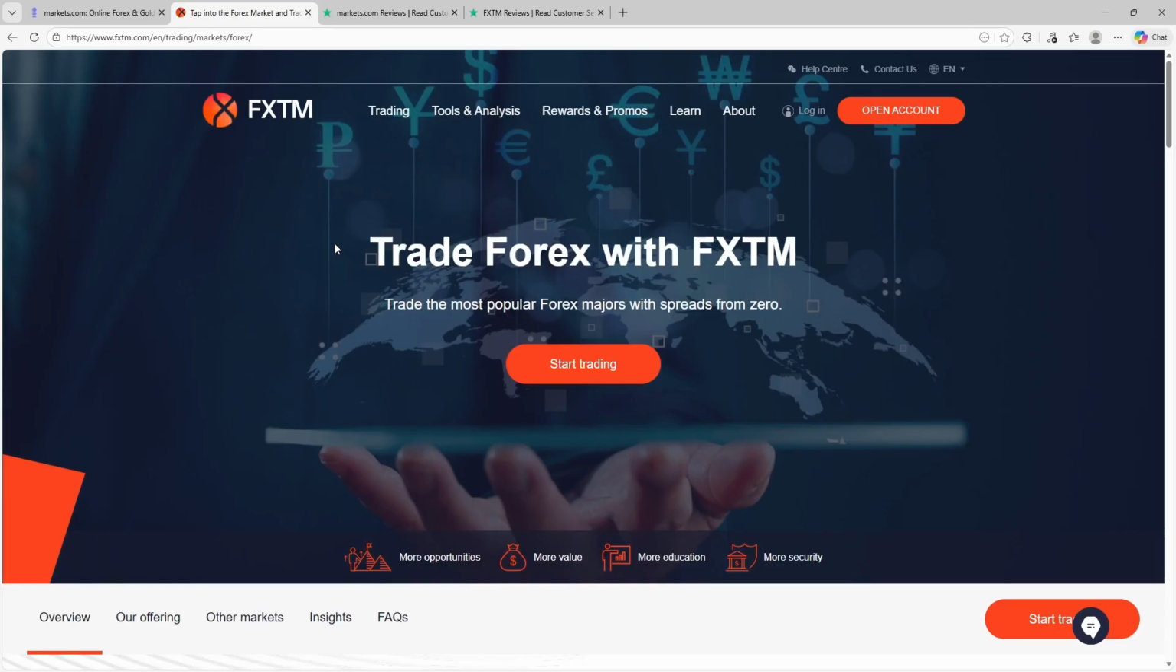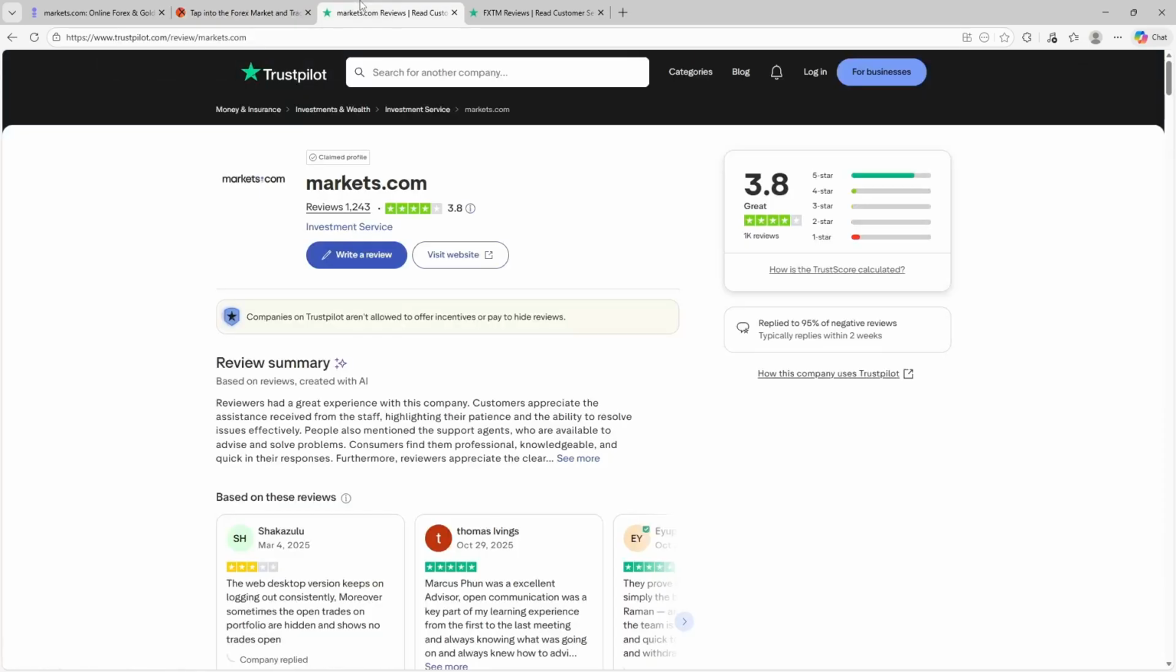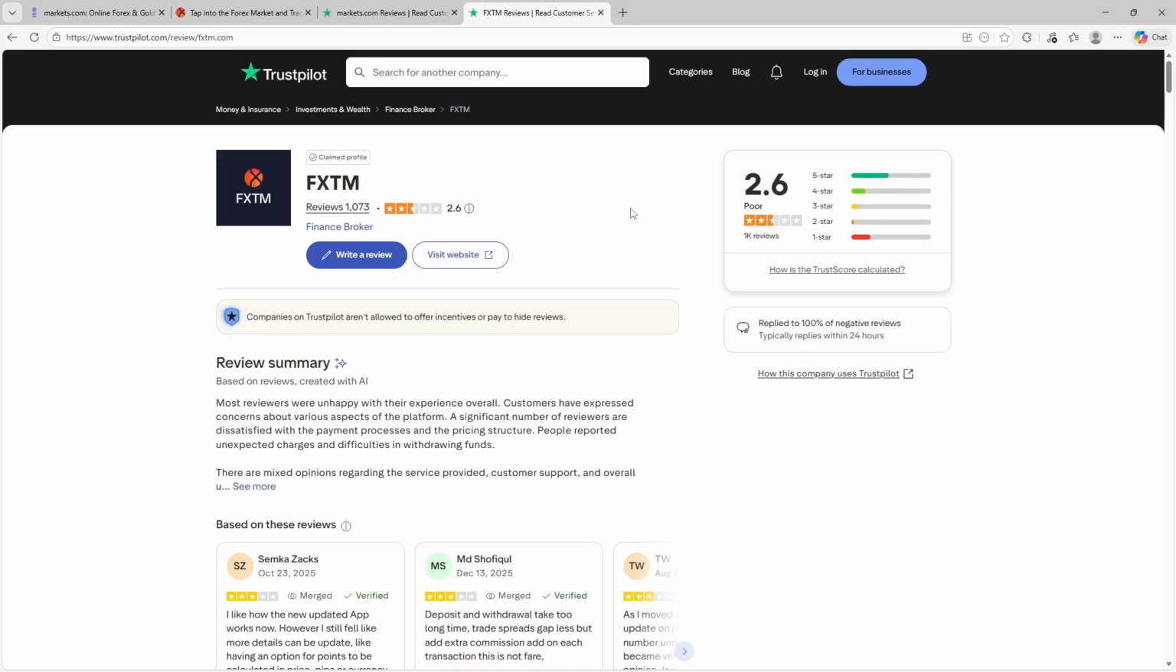In terms of public perception, Markets.com currently holds an approximate Trustpilot rating of 3.8 out of 5 based on user reviews at the time of recording, while FXTM shows an approximate Trustpilot rating of 2.6 out of 5. These ratings are based on publicly available reviews and may change over time. They reflect user sentiment rather than a guarantee of individual trading outcomes.